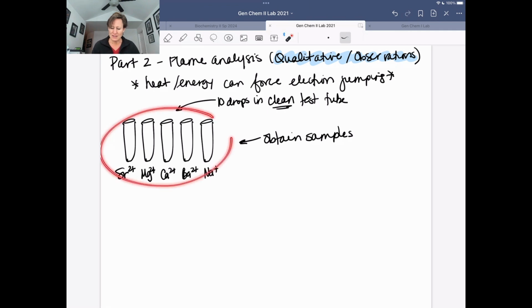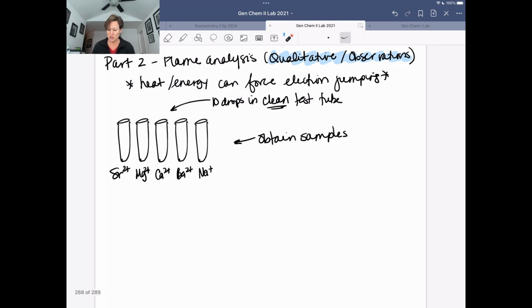Okay, so you're going to have some test tubes here. I'm going to highlight, make sure you clean out your test tubes really well. It'll just take a couple of minutes and it'll save you from getting dirty answers because you've got contaminated test tubes as we move through this step. So clean out your test tubes. It's totally fine if there's water that's still left in there, but we just want to make sure that when we put 10 drops of these individual solutions in your test tube, that's the only ions that are in solution. So you're going to obtain samples. Okay, you're going to have 5 samples that you're going to look at, and you're going to do these samples one at a time.